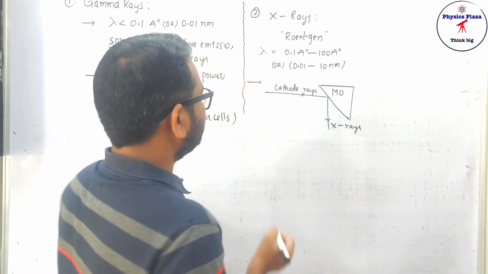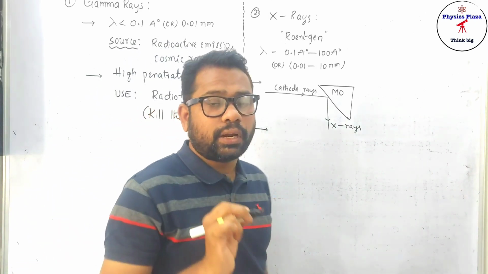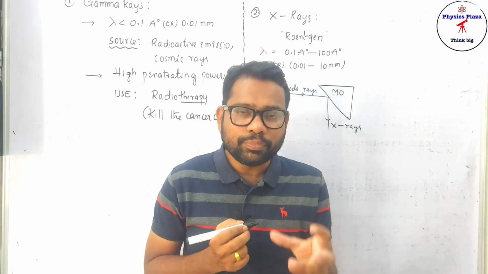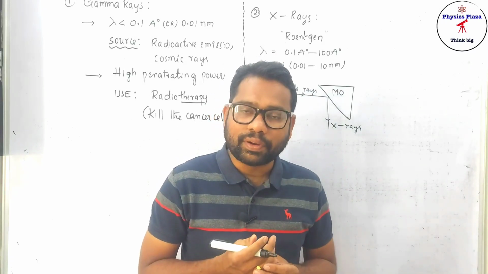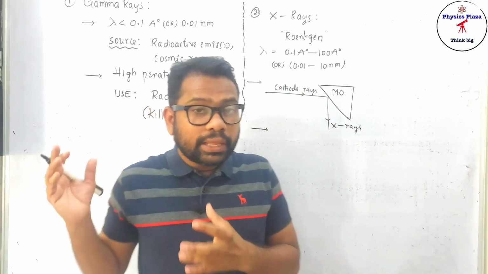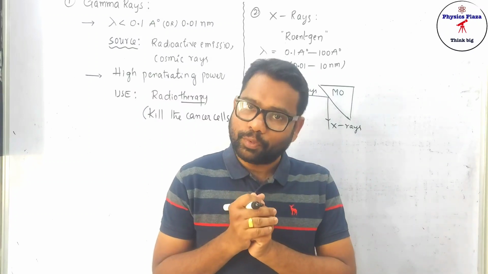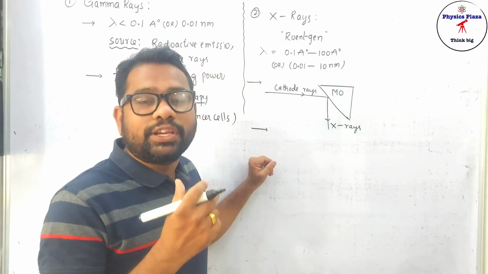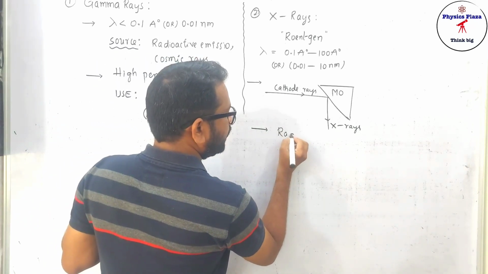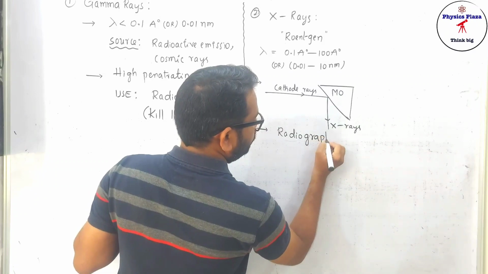Is it clear? Fine. Now, as for properties, like gamma rays, X-rays also show the fluorescence property. When they hit a fluorescent material like zinc sulfide, they may cause fluorescence. Even these X-rays, like gamma rays, can also affect photographic plates. Okay, fine. And coming to the application, children, the very important thing is that they are used in radiography.